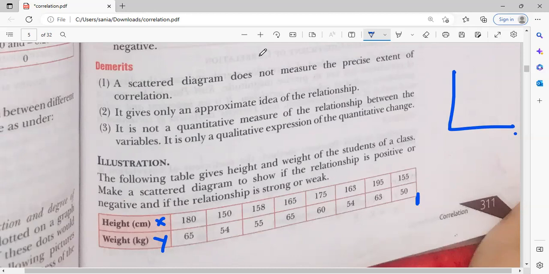Ma'am, yes. Done? No, ma'am, I have plotted the points. Hmm. What should we do next? What is the relation then? Tell me.